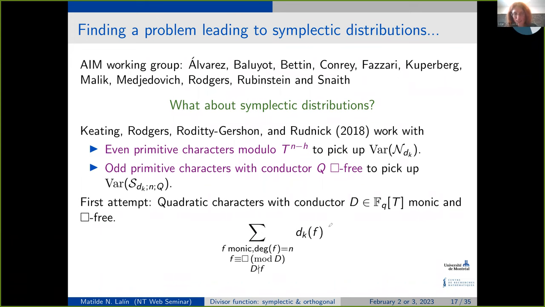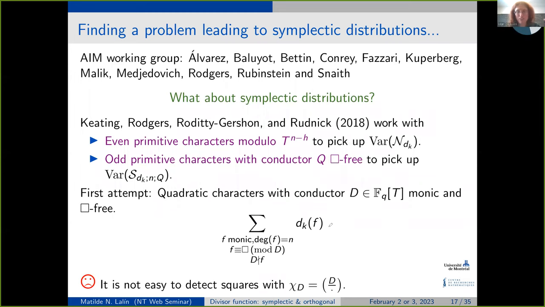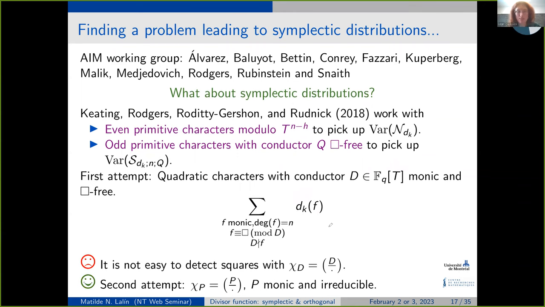The problem with this is that it's a bit hard to detect squares. If D is not prime, detecting squares is not so easy. And so we decided to restrict to primes. So what about we study the sum of d_k(f) over f monic of degree n with f congruent to a square mod P. And this is what we did.